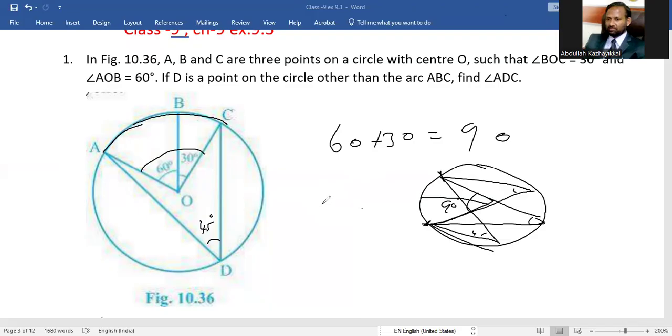Then angle ADC is equal to 90 by 2. That means 45 degrees.